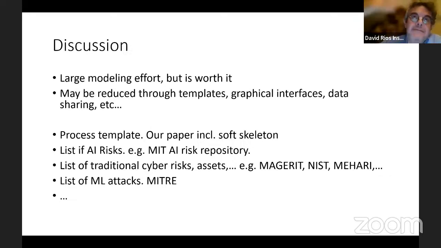As templates, I mean templates that facilitate repetitive tasks. For example, a process template: our paper could be viewed as a template for the process to follow. There are also lists of AI risks, for example the MIT AI risk repository, so we don't need to reinvent the wheel. There's a list of traditional cyber risk assets, methodologies like Margaret, NIST, MEARI, etc. There are lists of machine learning attacks from MITRE, etc.